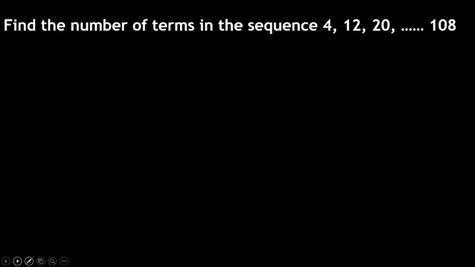Next question. Find the number of terms in the sequence 4, 12, 20, and all the way up to 108. All right, so this again is a very formula-based question, right? All we have to do is just use the general term, un is equal to u1 plus d into n minus 1.